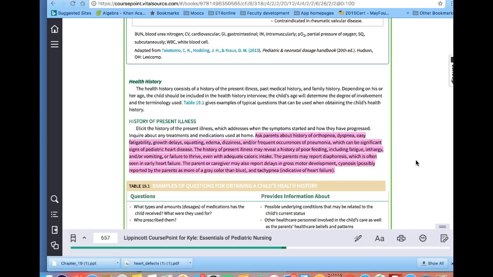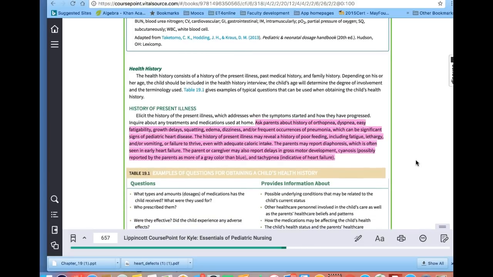Failure to thrive. Plotting on the growth chart is absolutely imperative that you do for these kids. If you have a child that is growing in length but not gaining weight, that is a red flag for cardiac issues. So make sure that you're plotting your growth charts.